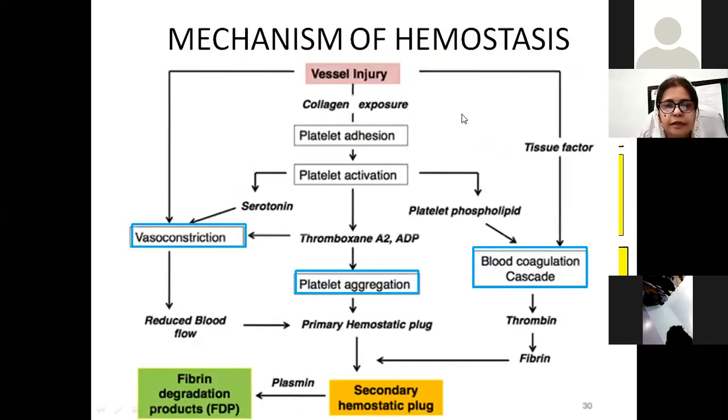See, this is a diagram to go through what I've just informed you. Through vasoconstriction, blood flow is reduced, then platelet aggregation takes place, and at the same time, they also provide a surface for the clotting factors to form a fibrin clot. And once this secondary hemostatic plug is formed, it undergoes lysis, releasing fibrin degradation products.